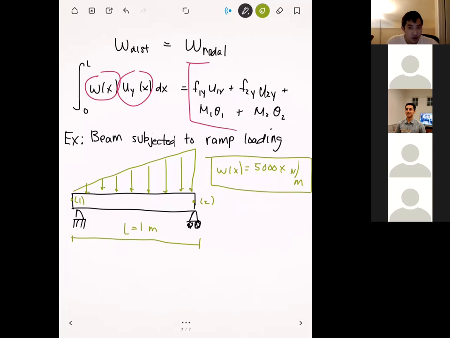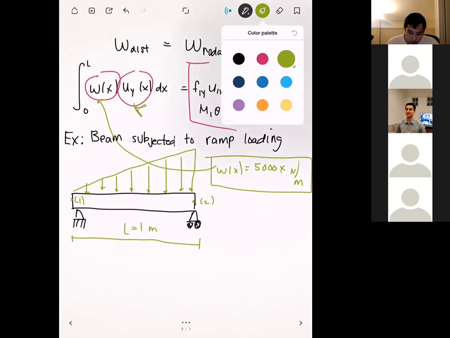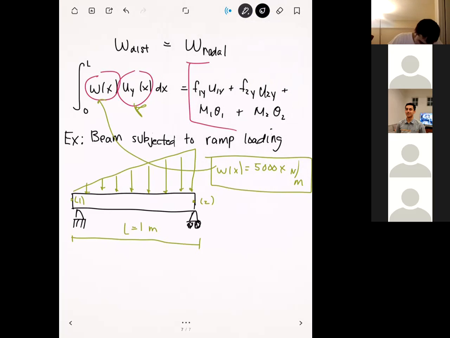And so now we see basically what our load function looks like. Now that we have w of x, we're going to plug that in here. We're going to plug in uy from the previous page into here, then perform the integral and set it equal to the right-hand side. If we plug in for all of those, we end up with the following expression. Our w of x here is going to be 5,000x.